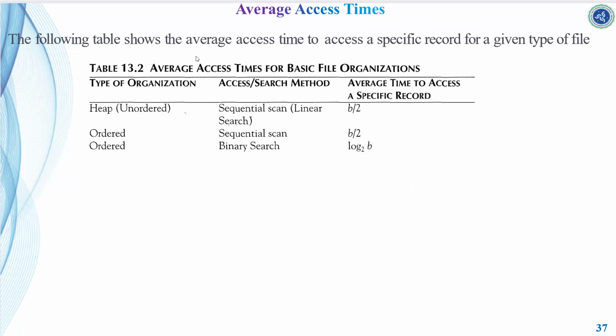These are the average access times. For an unordered heap, we use linear search, which takes B by 2, where B is the number of blocks. For ordered files, if you are using a sequential or linear search, then it is B by 2. If you are using a binary search, then log B to the base 2 will be the access time.